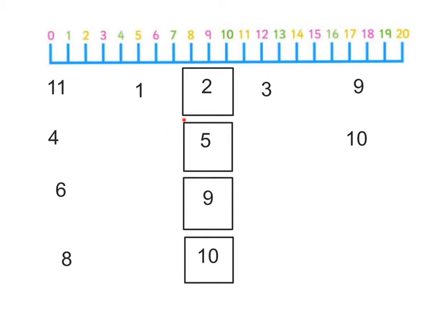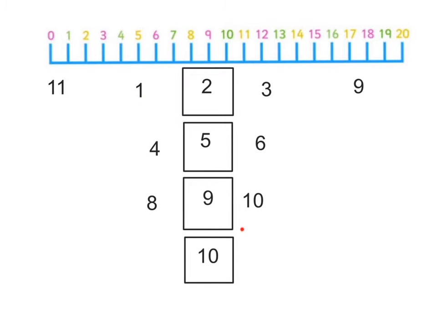Now let's have a look at the number 5. The number that comes before 5 is 4. And the number that comes after 5, the number that's 1 more, is 6. Now let's have a look at the number 9. If I look at my number line, the number before 9 is 8. And the number after 9 is 10.